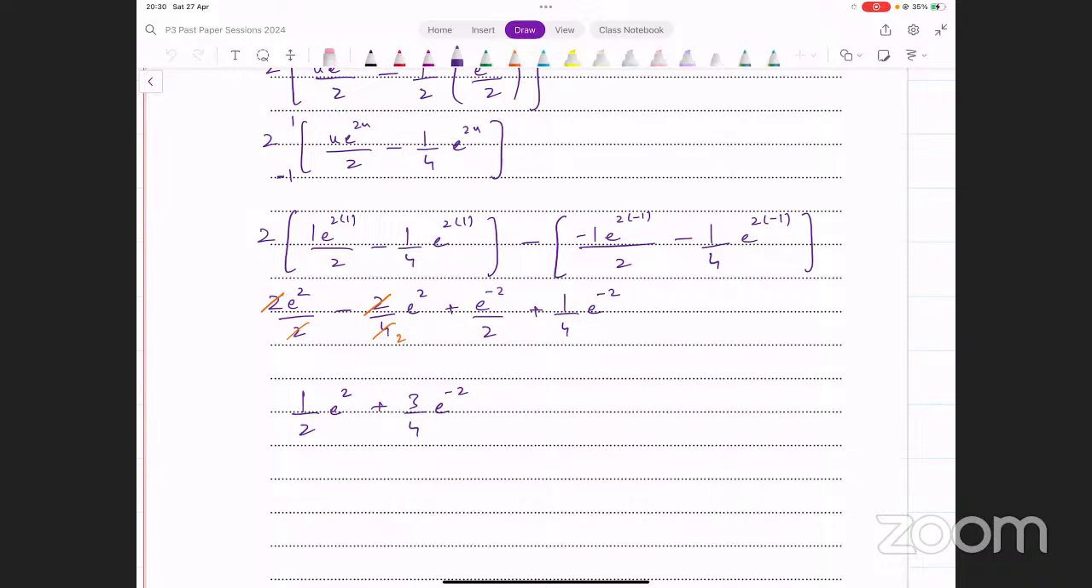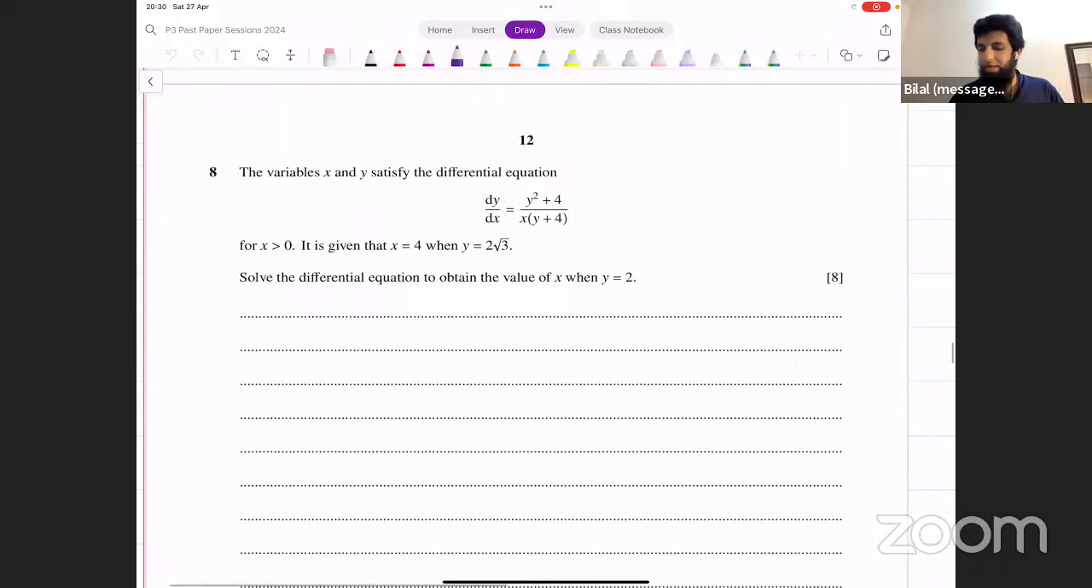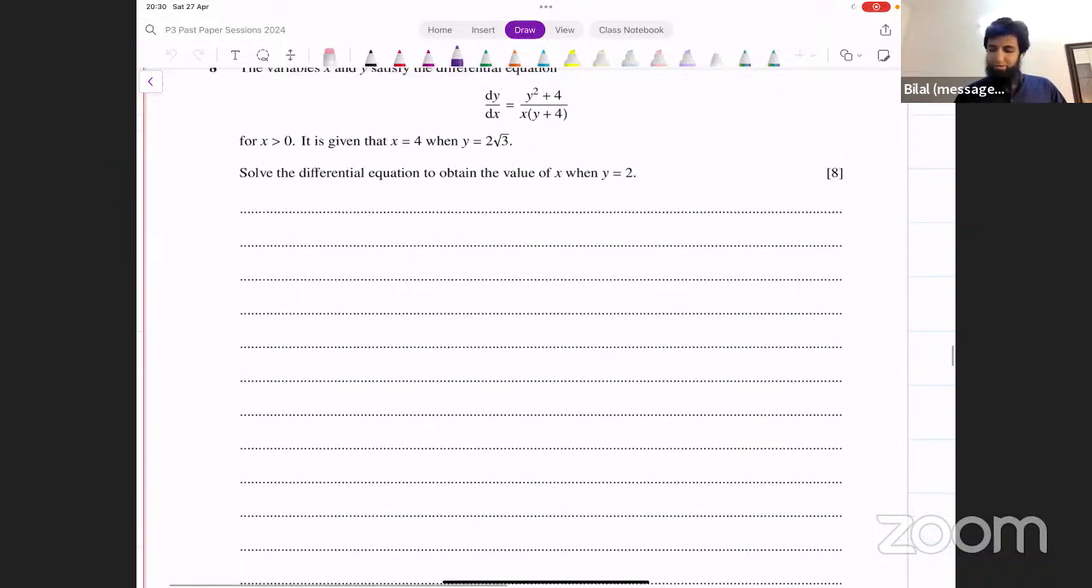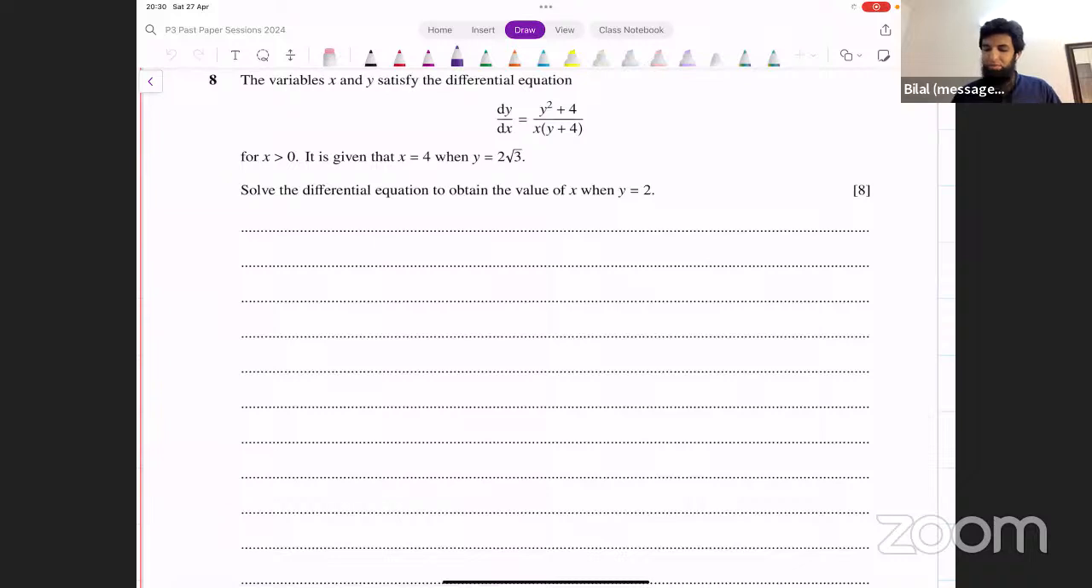Okay, let's move on to the next one now. So the next one that you're asking about is question number 8, from this paper. Let's have a look at this. After this, we have 9 and 11. Okay. Question number 8. Let's try this.